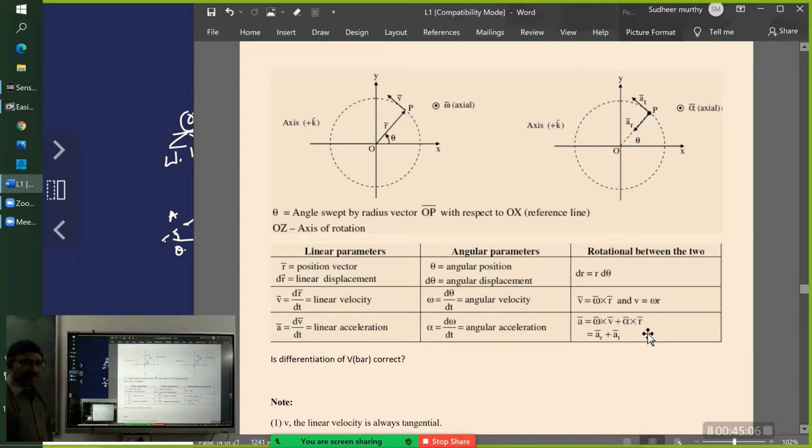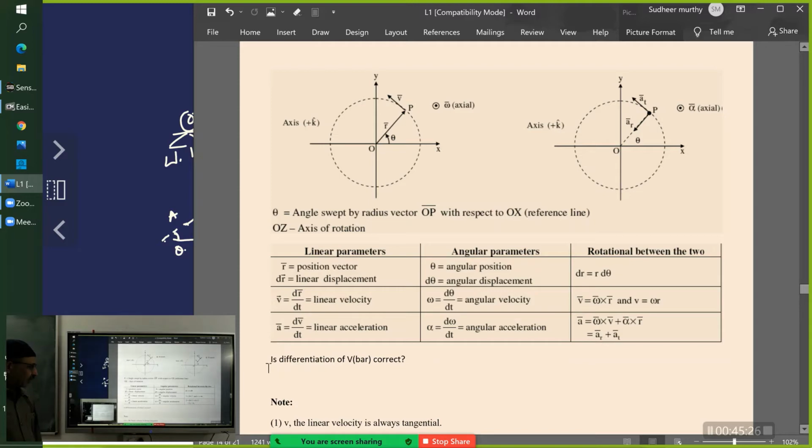Sir, not a question. That time we said that theta was angular displacement, the angular position. Yes, at that instant of time, it is the position. I told you what r bar is: r bar is the position vector at time t. So theta is also the angular position at that time.